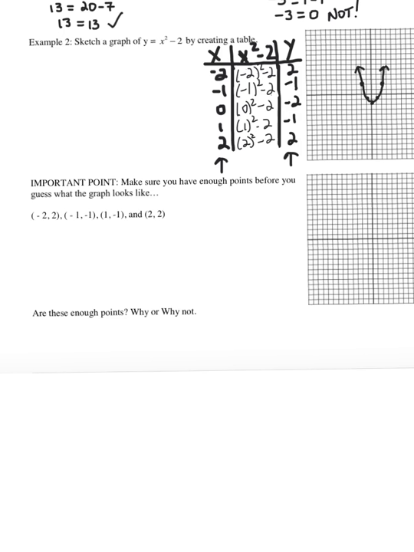Is it a quadratic? Is it absolute value? Is it a cubic? What kind of shape do our points make? What kind of graph is that? So sometimes if you don't have enough points, you really can't tell what the shape is. So what we're going to do is graph these points, and then take a look at our graph, and determine if that's enough points to tell what shape the graph is.